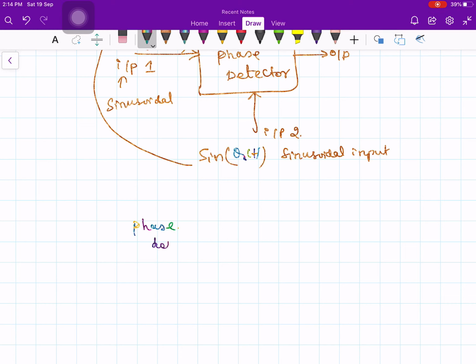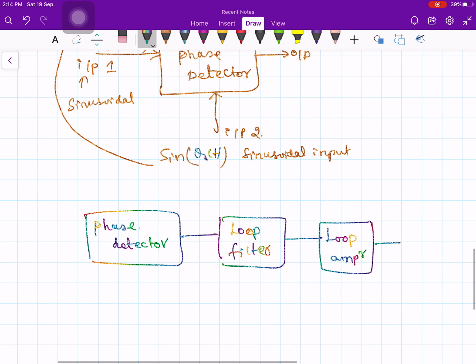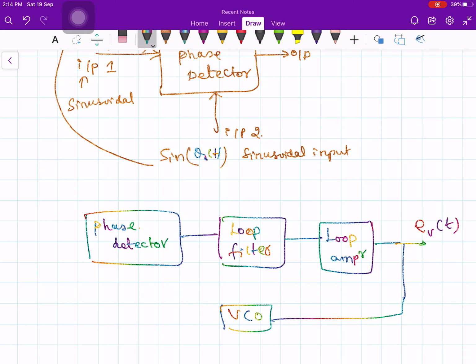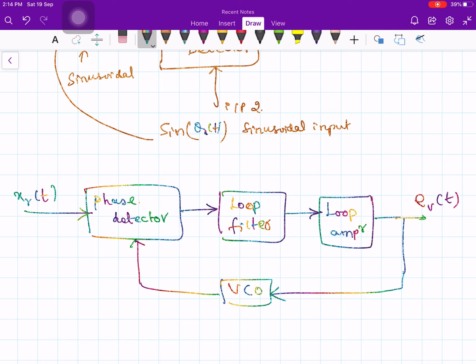And then loop amplifier, and then this is my final output. Let me denote this as E suffix V of t, and then you put the voltage controlled oscillator in the feedback path, put it like this, and then this is my received FM signal X suffix R of t. Okay, like that.